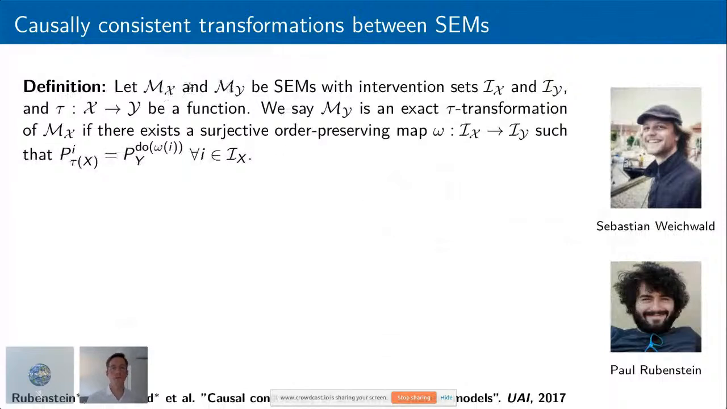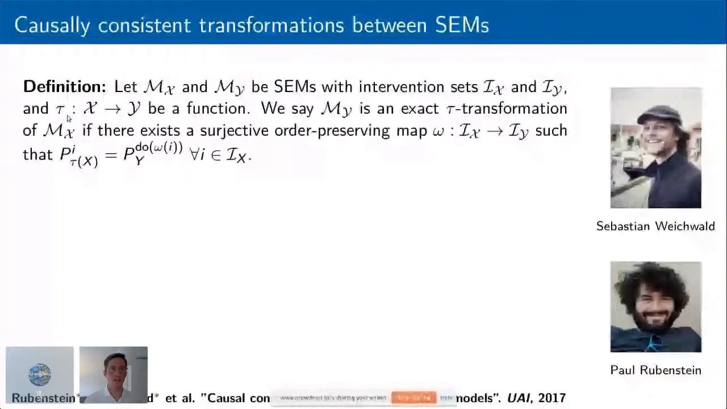Let's say we have two structural equation models, Mx and My. You can think of Mx as the micro level and My as the macro level. Maybe Mx is neuronal and My is cognitive. And on each of these two levels, we have a set of interventions. So we do not allow all interventions, but we specify which type of interventions, or interventions on which variables and to which values, we allow on each model. And we have a mapping tau between the concepts, the variables of these two models.